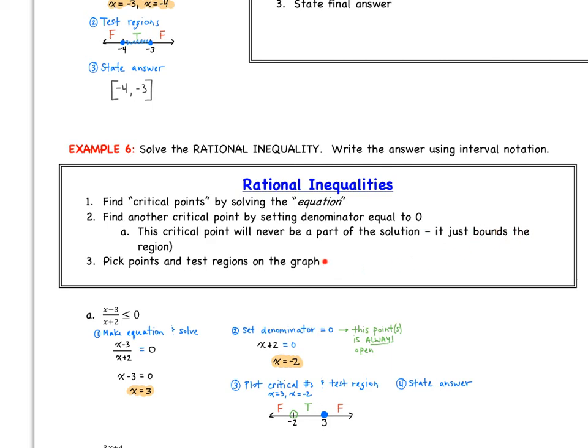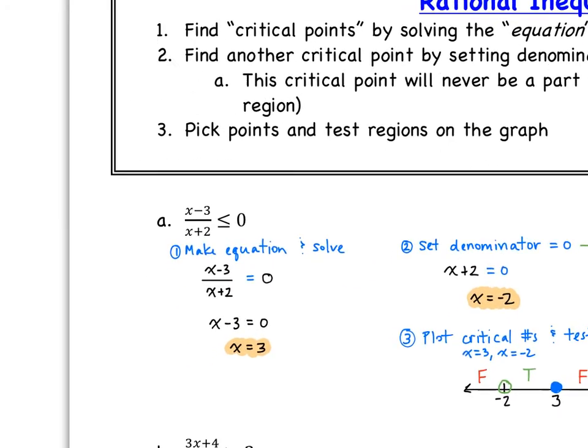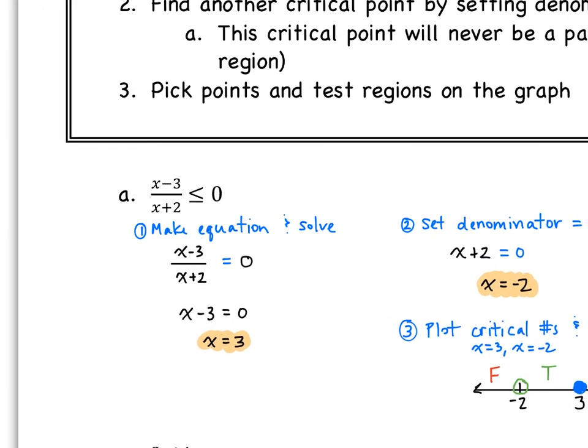Then once we find our critical points, just like before, we test our regions on our graph, and then we state our final answer. So let's look at this first example with rational inequalities. We've got x minus 3 over x plus 2 is less than 0.